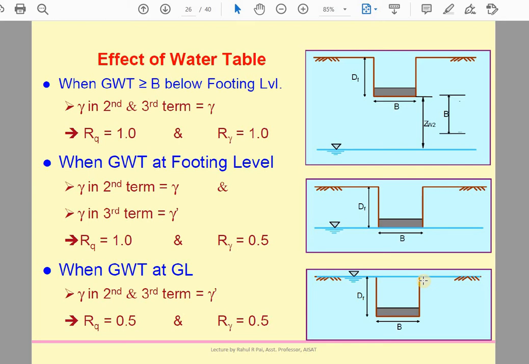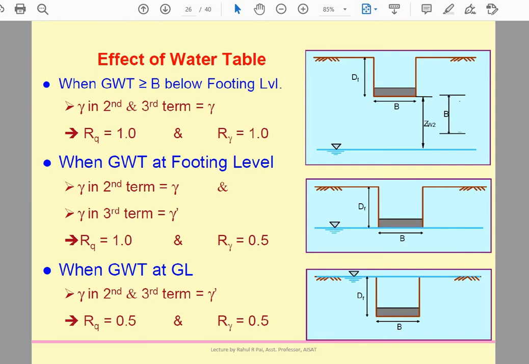And when the water table is at the ground level, then both the soils, around the foundation as well as beneath the foundation, are saturated or submerged. So in both cases, that is, the second term and the third term, you have to apply the correction factor of 0.5 for Rq as well as R gamma. So these are three simple cases.